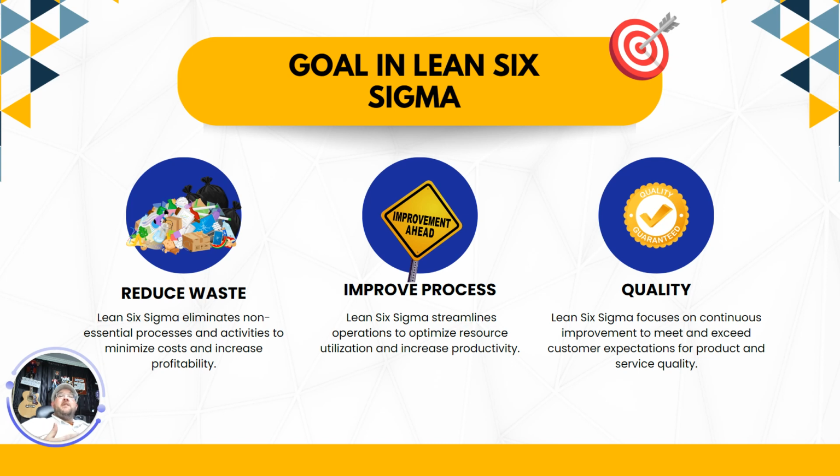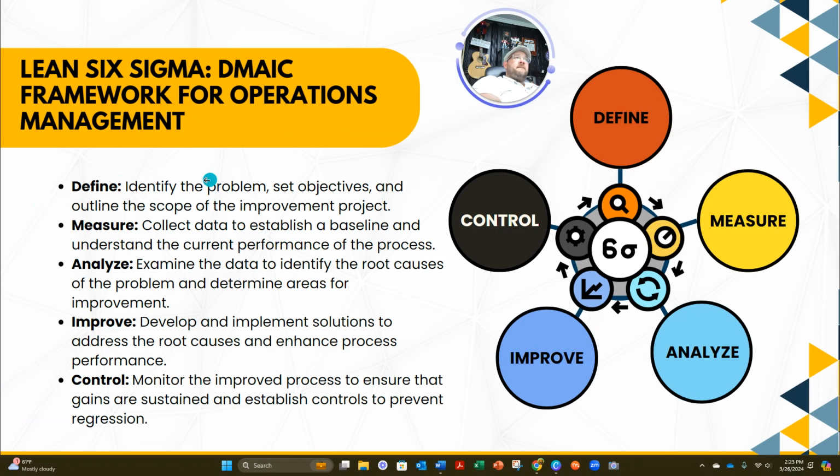So listen to the frontline workers, the people that are on the front lines that identify the waste or the decreased value in your operation that customers are no longer interested in. Right? When we reduce that waste, we can improve the process, which means streamlining our approach to increase optimum resource utilization, how to better use our resources, and increase productivity. And when we talk about quality, Lean Six Sigma focuses on continuous improvement to meet and exceed customer expectations for product and service quality.